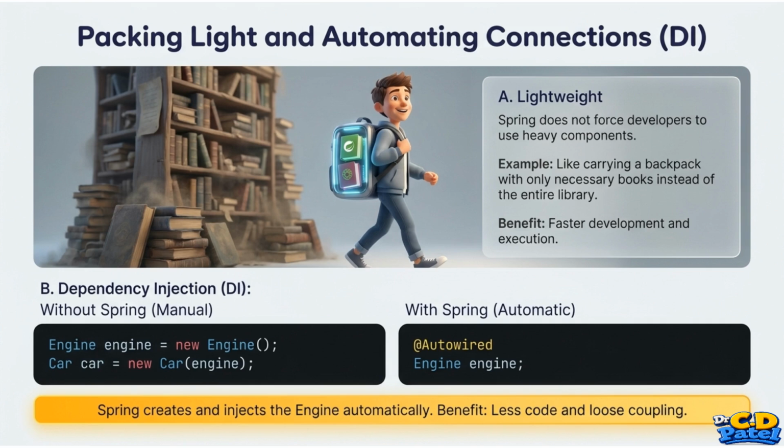Dependency injection is another important idea. Suppose a car needs an engine. Without Spring, we might manually create the engine and give it to the car. With Spring, we can simply tell Spring that the car needs an engine, and Spring can create and provide it. So Spring manages these connections for us. The result is less code, easier maintenance, and loosely connected components.